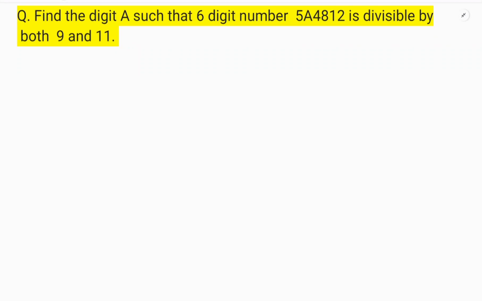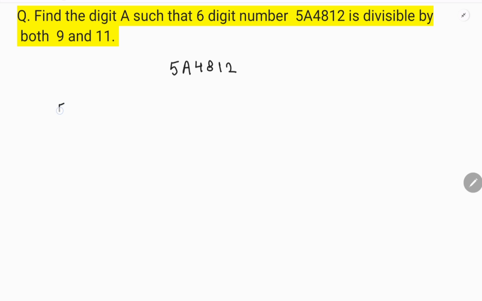I am Upasana. So here we have a question. They are saying they have a number 5A4812. Then they ask what the digit A should be, such that this number is divisible by both 9 and 11. So what do some people do?